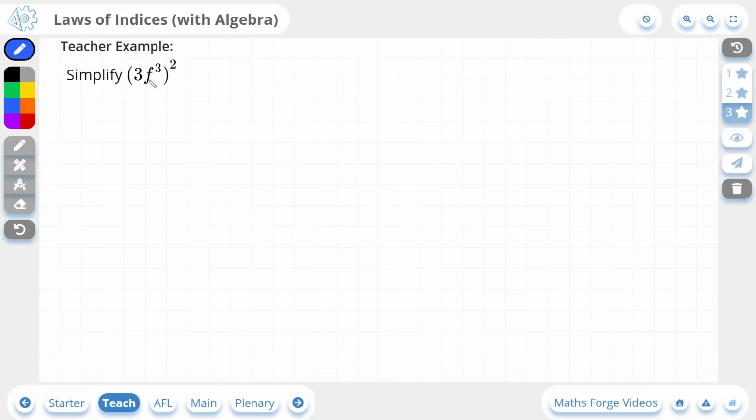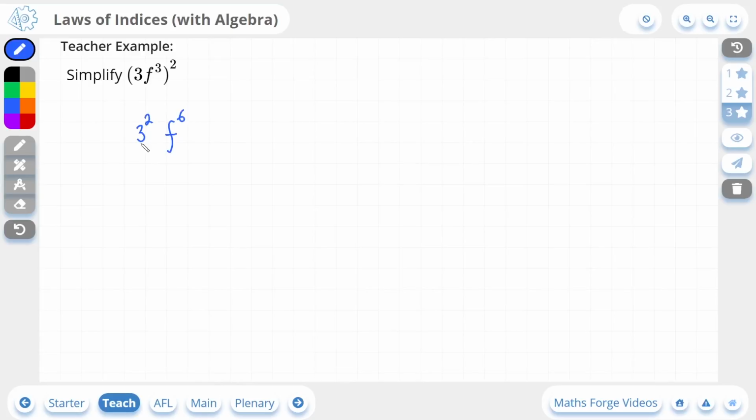Here we're doing 3f to the power of 3, all to the power of 2. So how this works is this power of 2 is going to hit this 3, and it's going to be 3 to the power of 2. This power of 2 is going to hit the f to the power of 3. Now, how it's going to interact with the f to the power of 3 is by multiplying onto its power. So we're going to have 2 multiplied by 3, and 2 multiplied by 3 is going to give us 6.